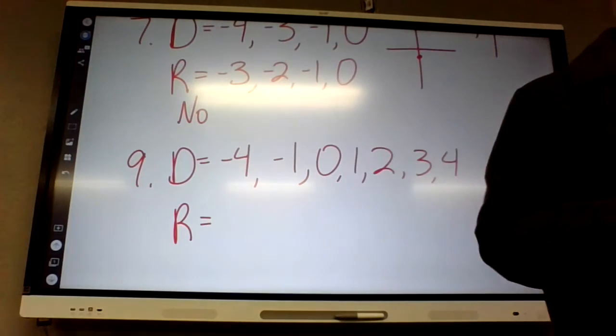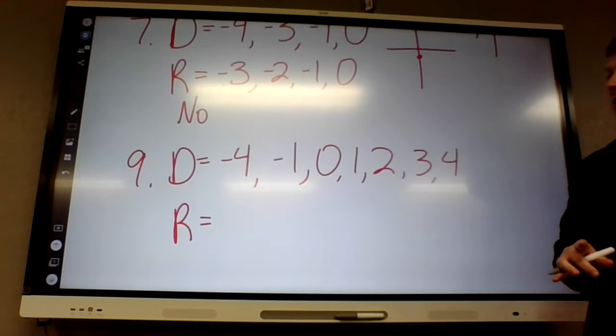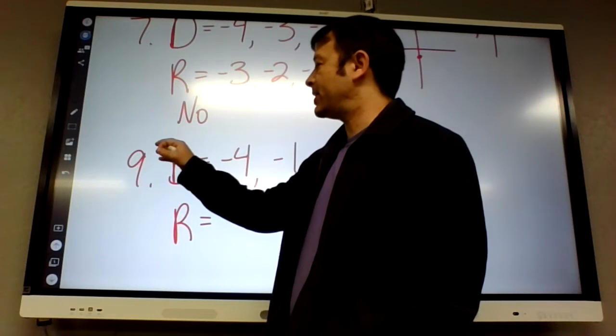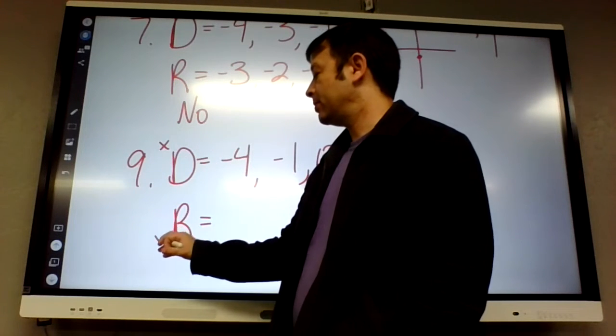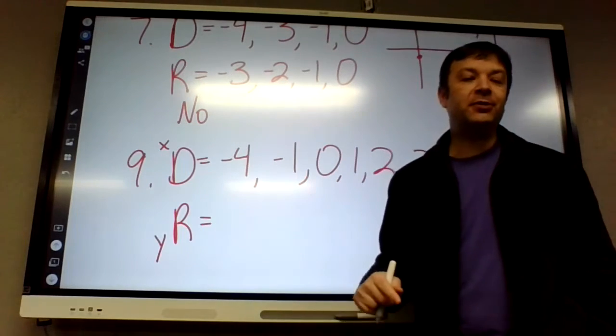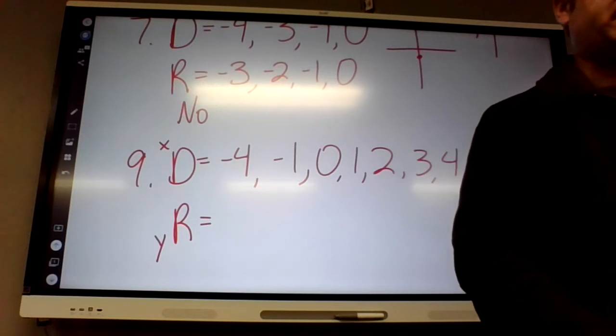Okay, range is the y values. If you get confused, they're kind of in alphabetical order. You guys know how x comes before y, right? Yup. And d comes before r, also, so it's kind of in order. So y values go up and down.